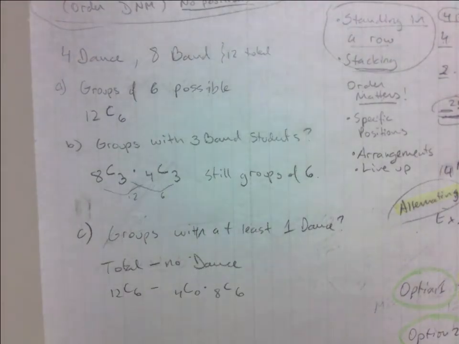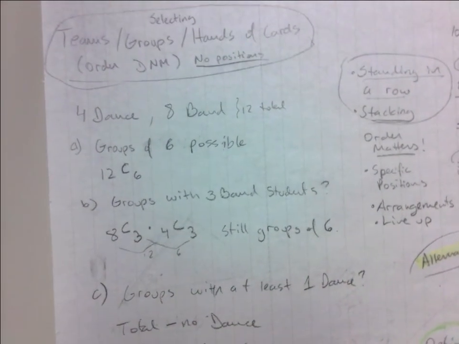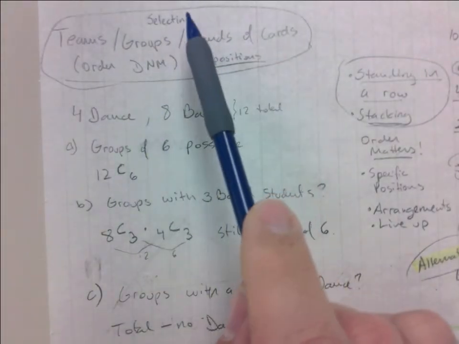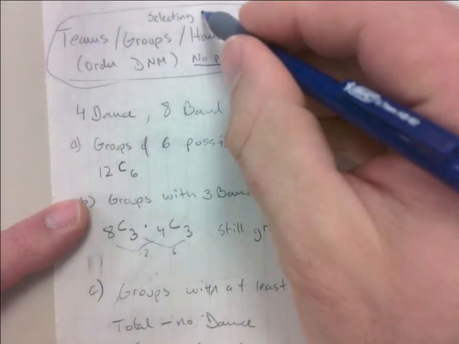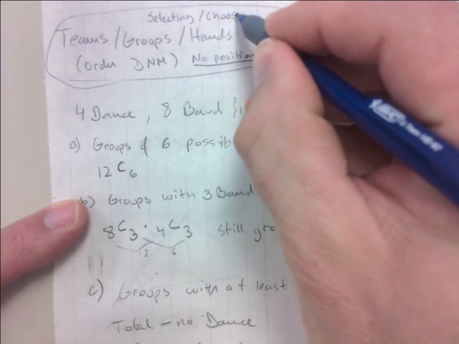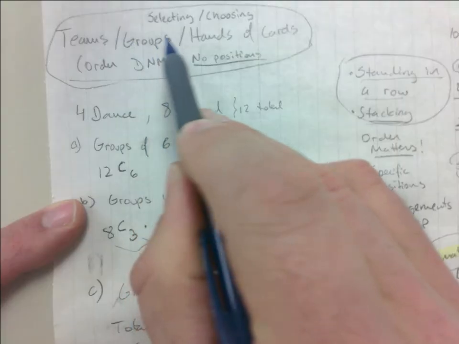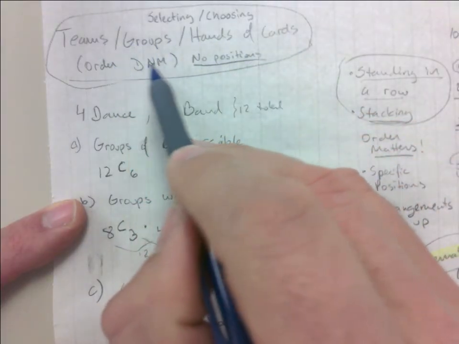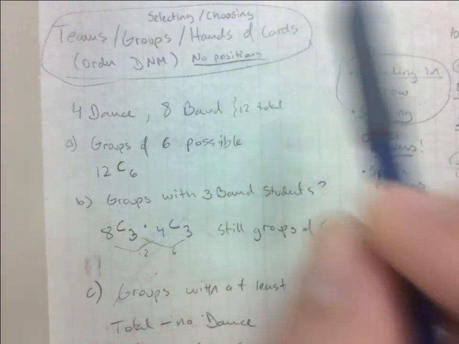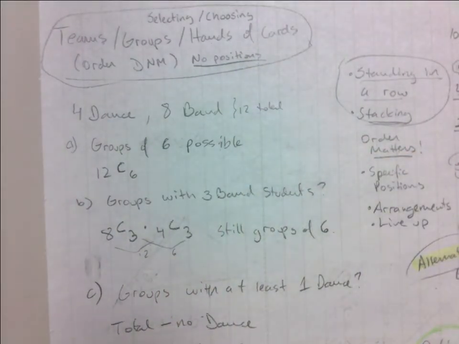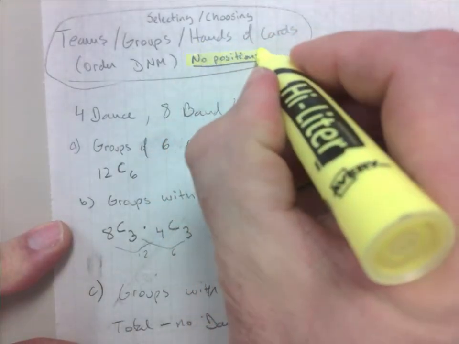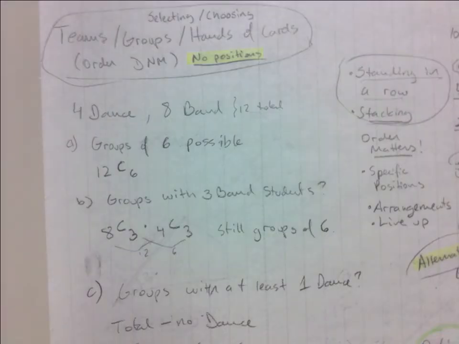The next one, which is also a classic, is the selecting. You're selecting, you're choosing. How many ways can you choose? Selecting or choosing teams, groups, hands of cards, where order doesn't matter, or you have no positions mentioned. So that's when you want to go combinations. And I would add this: you're taking more than one at a time. You're selecting more than one at a time, then it's combinations.